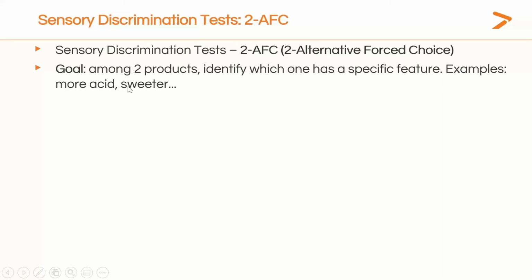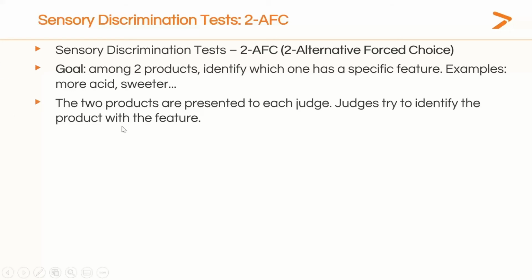So can you see the difference in the purposes, at least, between triangle test and 2AFC? In triangle test, usually we try to see whether two products are globally different, whereas in the 2AFC test, we focus on a specific feature. So we try to ask the judges, which product do you think is more acid or sweeter or softer? And here's how it works. The two products are presented to each judge, and judges try to identify simply the product with the feature.